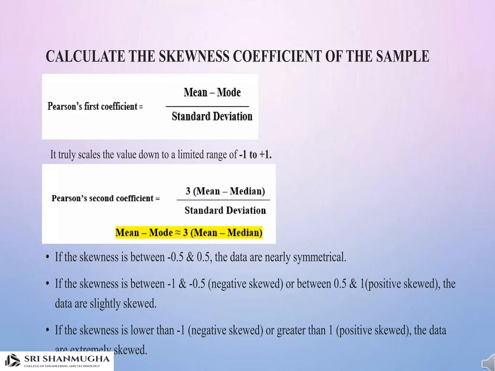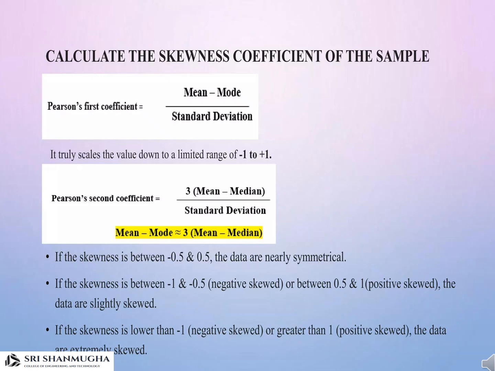Next equation, Pearson's second coefficient, which is median based. Here we calculate skewness equal to 3 times (mean minus median) divided by standard deviation. This is more robust because the median is more stable than the mode. The factor 3 is an empirical adjustment based on the relationship between mean and median in skewed distributions.